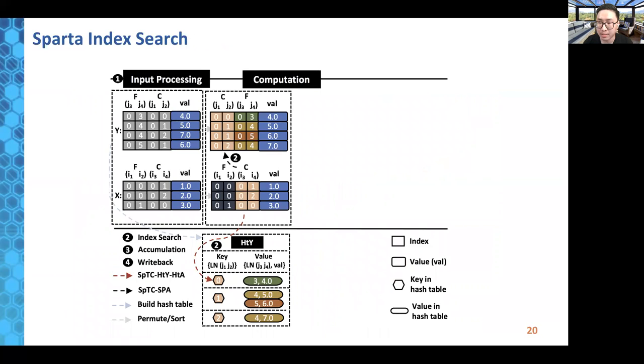In the input processing stage, Spada does not permute or sort the second input tensor Y as the previous approach does. Instead, Spada converts the second tensor to the hash table-based representation. In the index search stage, we first convert the contraction mode in the first tensor to a unique key, and then search the corresponding value in the second tensor hash table, namely HtY.